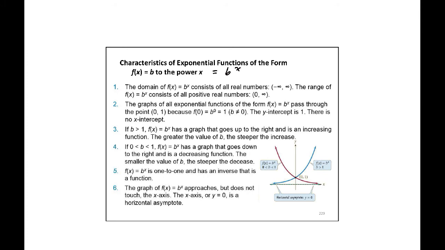Number 5, f(x) = b^x is a 1-to-1 function, and it has an inverse that is a function. Number 6, the graph of f(x) = b^x approaches but does not touch the x-axis. The x-axis, or the function y = 0, is a horizontal asymptote.